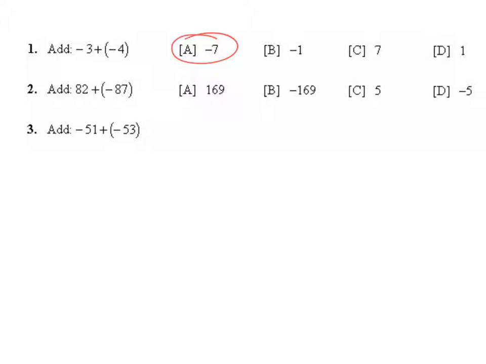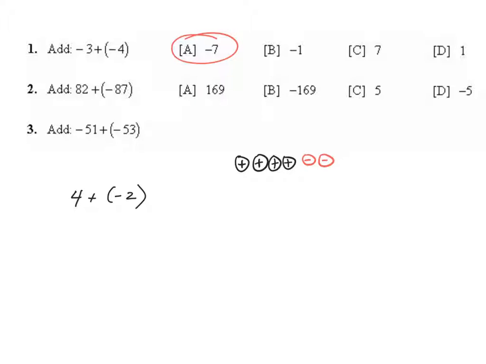On B, we are trying to combine or add a positive with a negative. Now, I'm not going to draw 82 counters or 87 negative counters, but I am going to do a simpler version of this problem. Let's say we have 4 plus negative 2. That's really the same thing. We have a positive plus a negative. If I were to do that with counters, I could draw 4 positives and then 2 negatives.